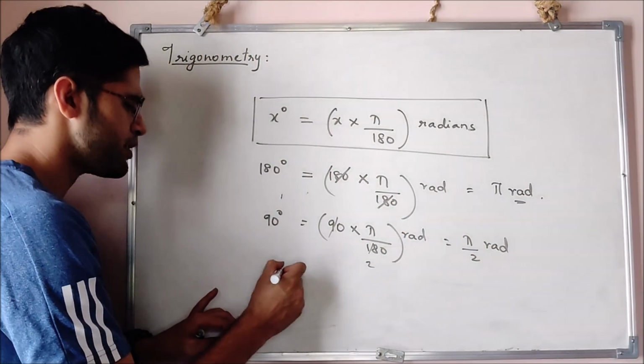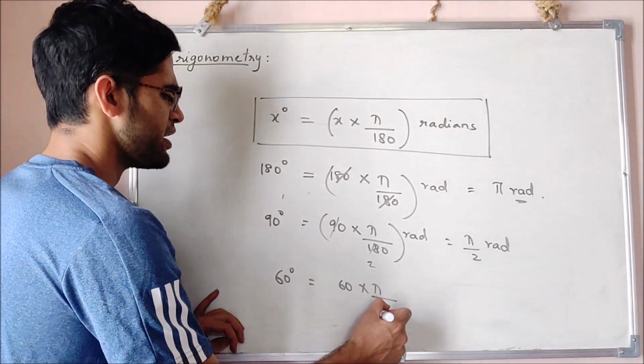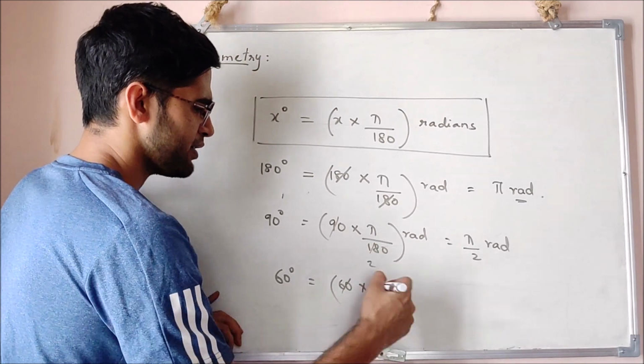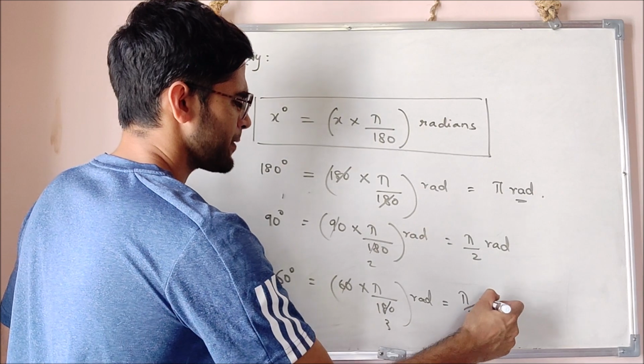What will 60 degrees be equal to? 60 degrees will be equal to 60 into pi by 180 radians. 60 when multiplied by 3 gives you 180. So this is pi by 3. So we get 60 degrees to be equal to pi by 3 radians.